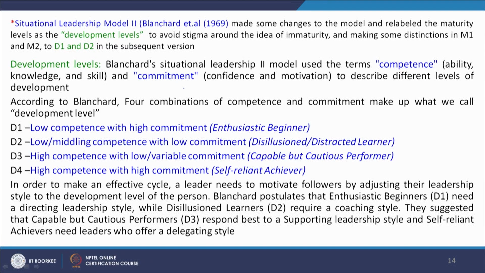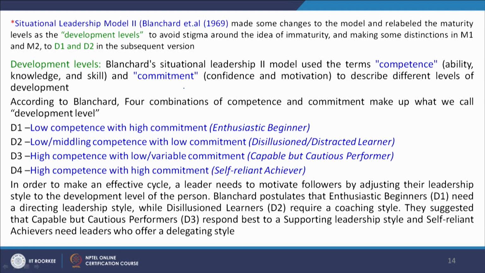The other is D3, high competence with low or variable commitment. That means they are capable, but at the same time they are cautious performers; they are not sure about their performance, to what extent they can do. Now, it is an individual or follower's mindset, whatever knowledge, skills and abilities they have, to what extent they are confident or mature enough to accept and perform. So, in D3 level high competence is there, but the commitment is shaky, it is shifting, it is fluctuating. Sometimes the follower would say I will do it, or sometimes the follower would say I will not be able to do it.